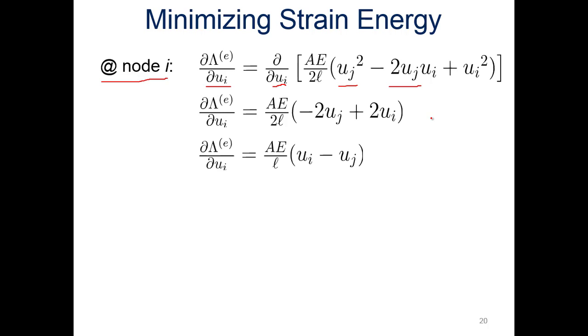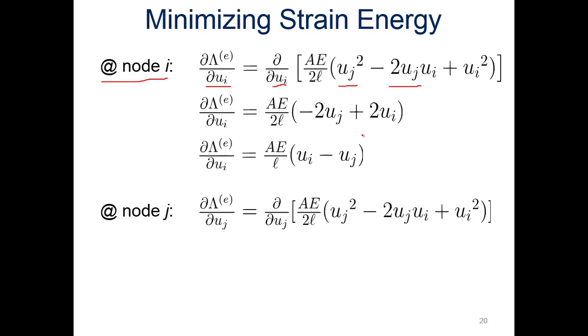The 2's cancel out, so that's a reduced form. Now I'll do it at node j. We're going to differentiate with respect to node j here.